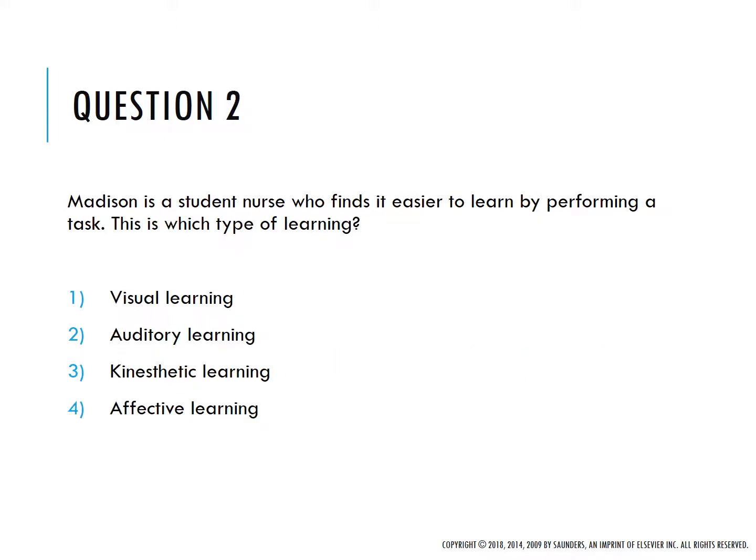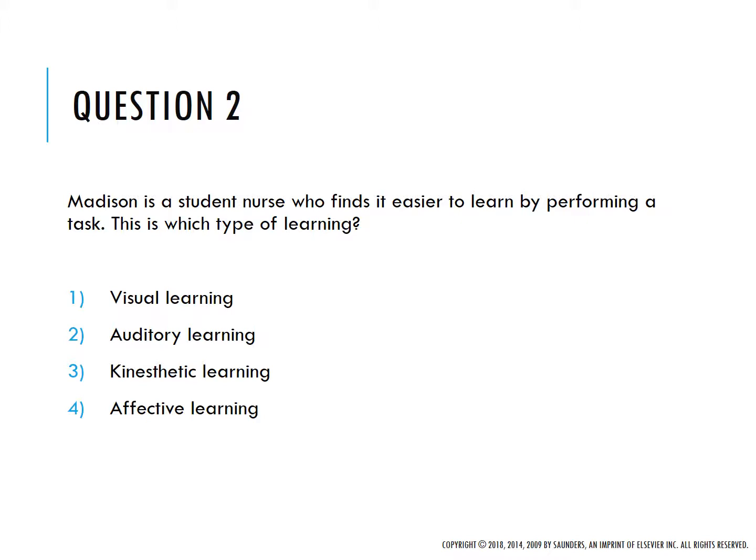Question number 2. Madison is a student nurse who finds it easier to learn by performing a task. What type of learner is she? A visual, auditory, kinesthetic, or affective? The answer is going to be 3, kinesthetic. That's your hands-on learner who actually performs the task or handles items, and that's how they learn best.